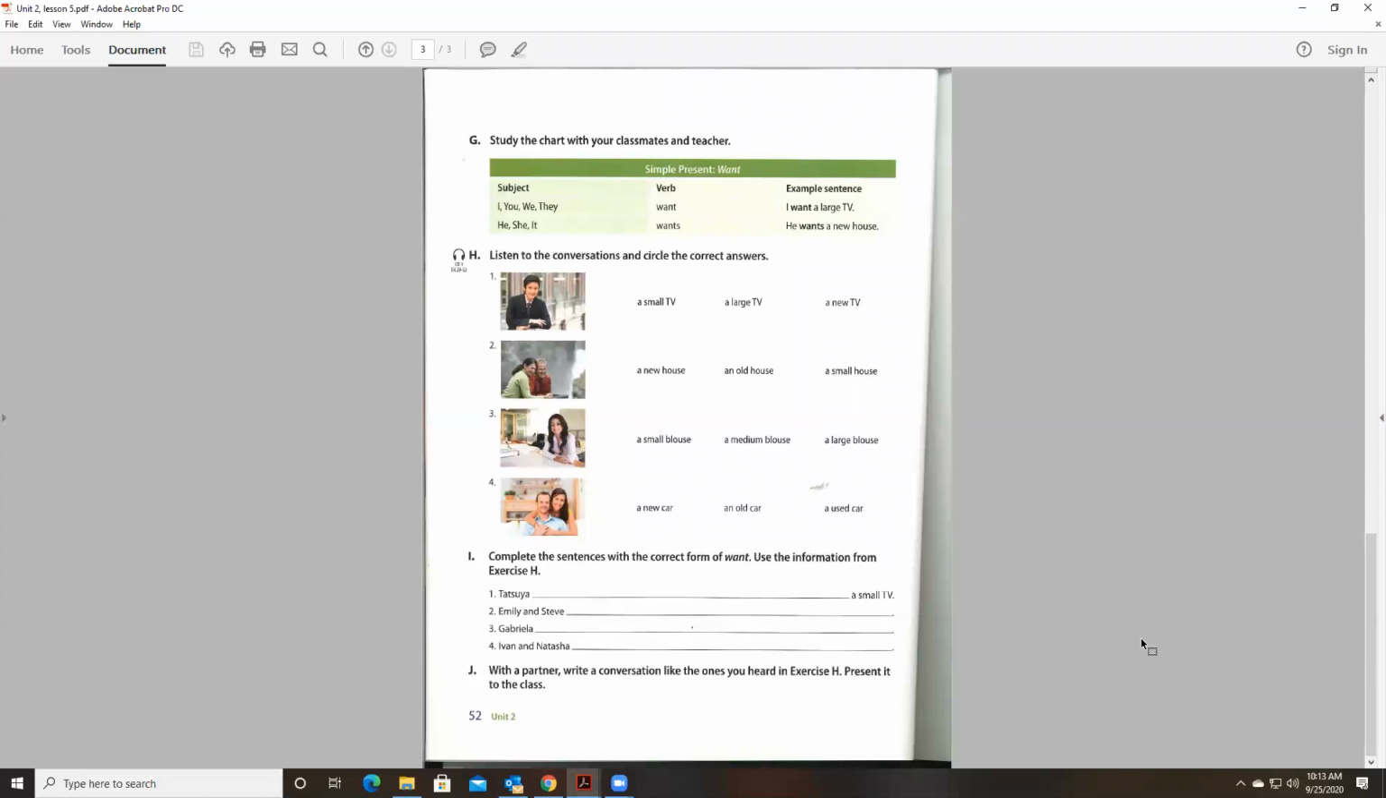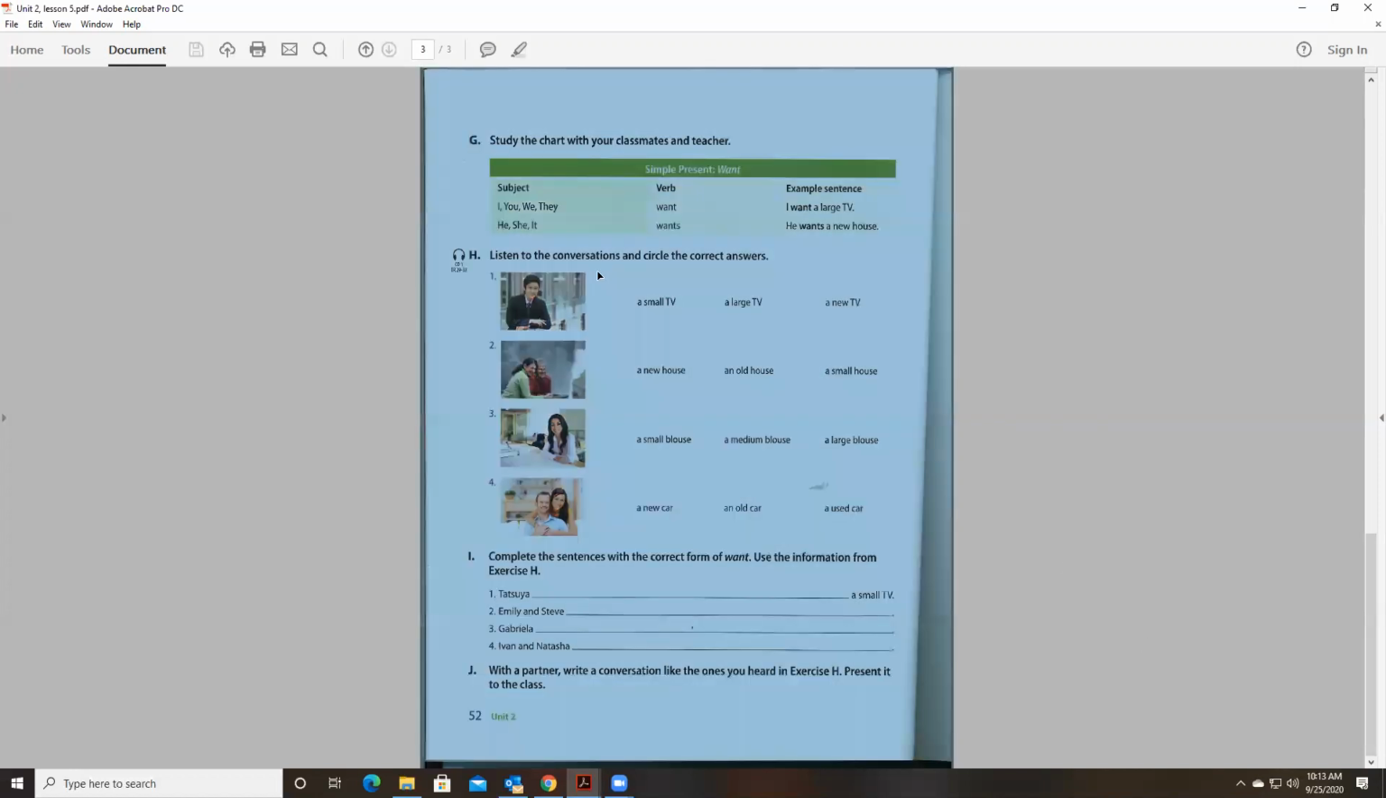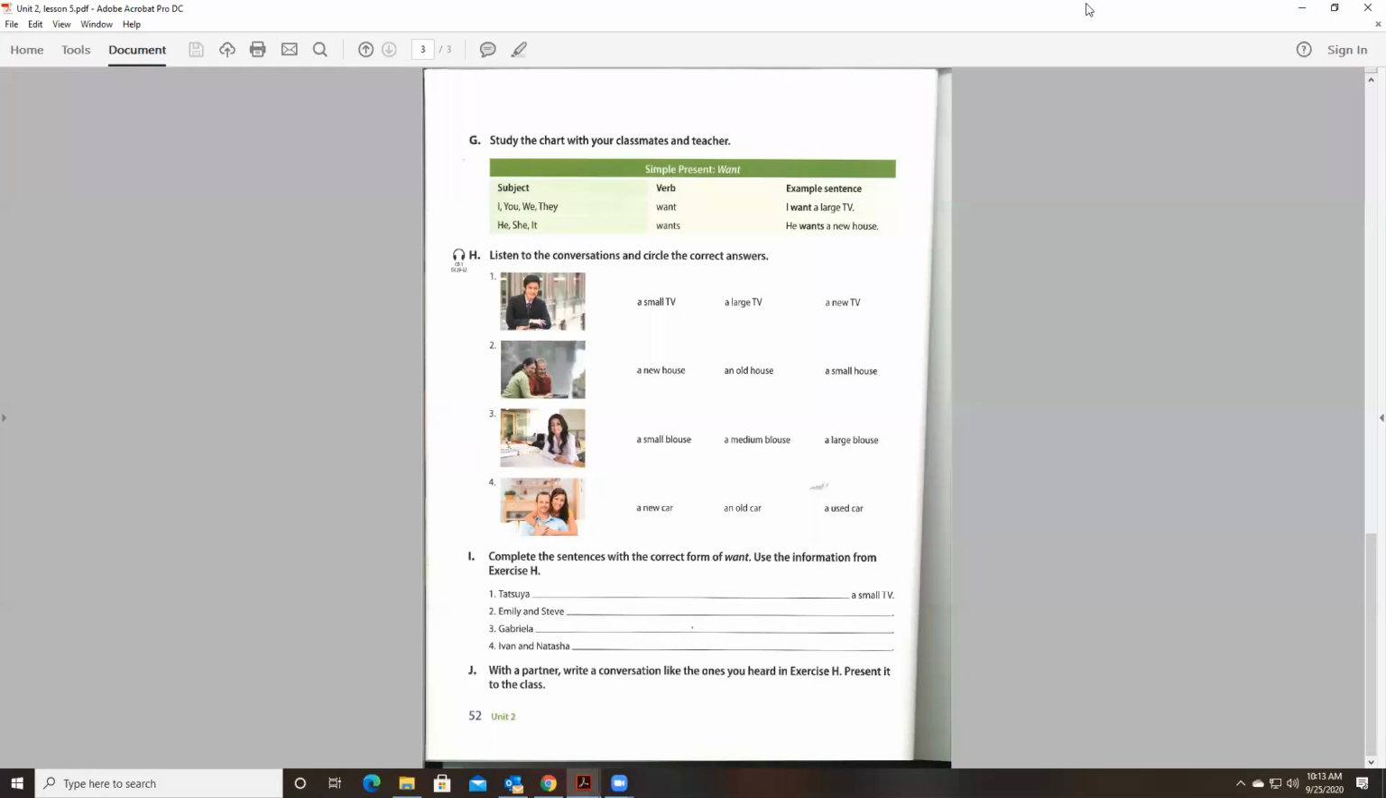Okay, so that was the first conversation, and that's Tetsuya, remember? So I'm just gonna put Tetsuya. Okay, and he wants a small TV. Okay, now let's listen to number 2.